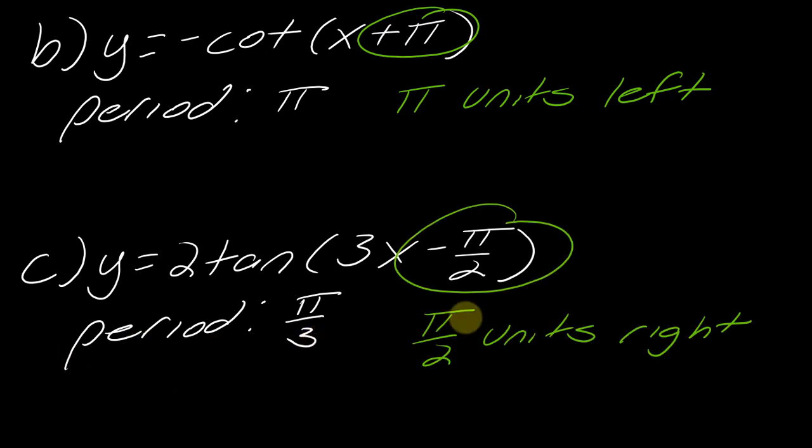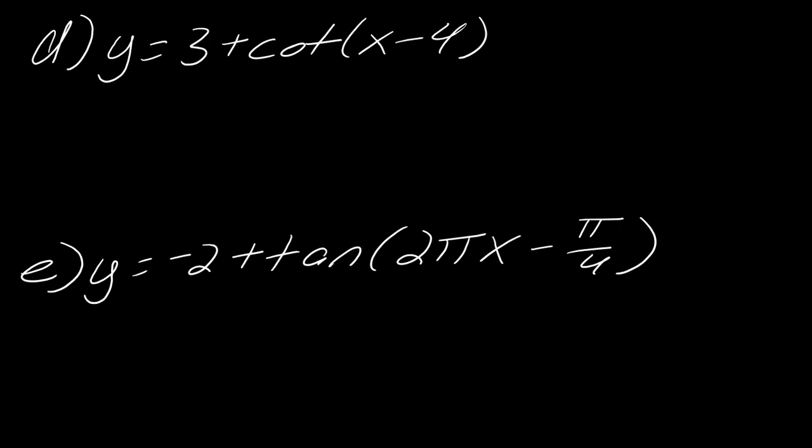And then this is showing that we're moving pi over 2 units to the right. So hopefully now this feels kind of familiar to what we were talking about with sine and cosine. Okay, so what I want you to do, I highly recommend that you pause the video for a second, think about this, how the period and the translations, and then hit play when you think you've got these two.